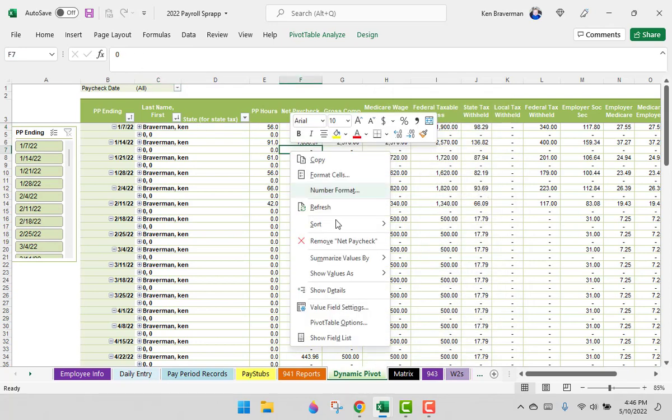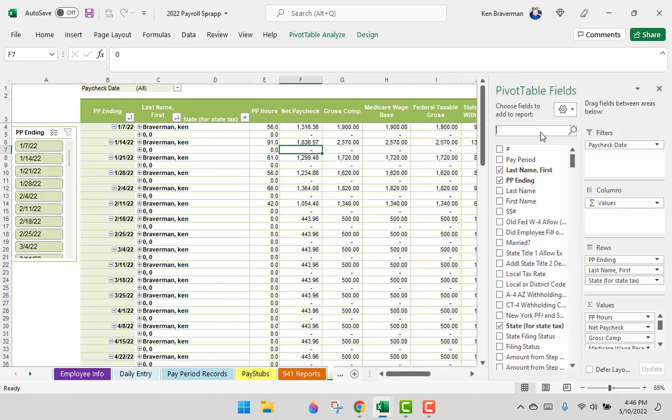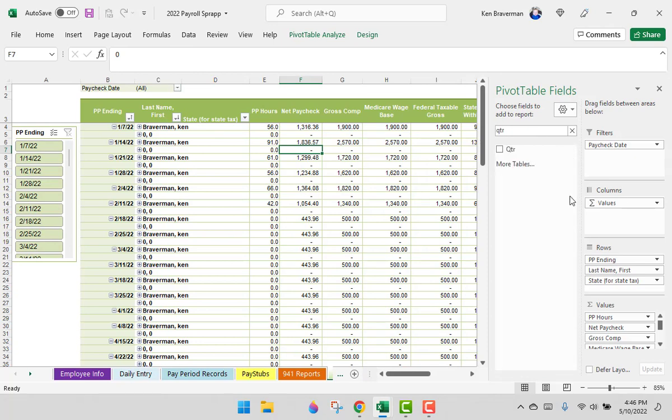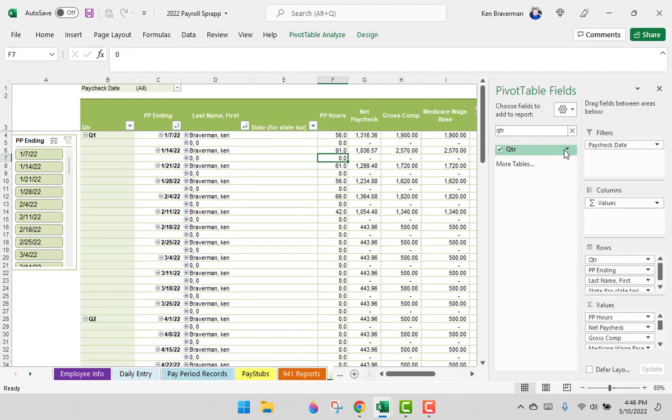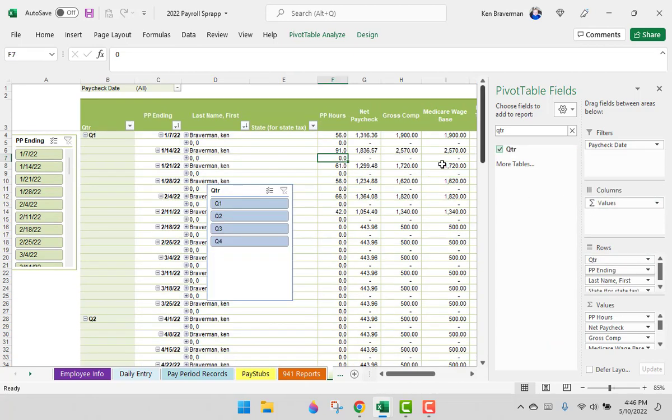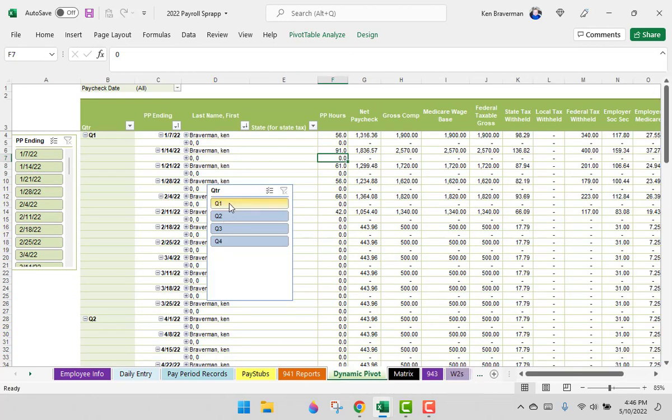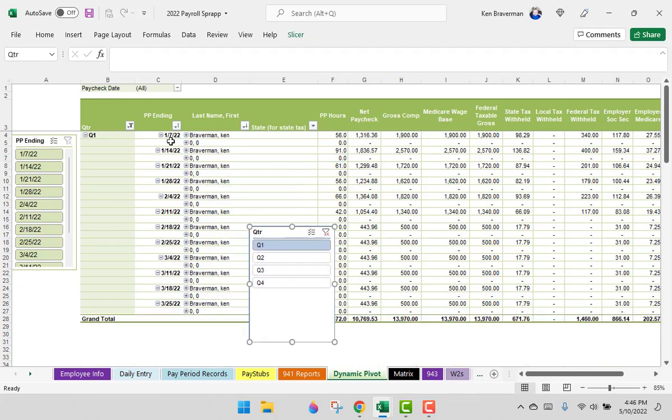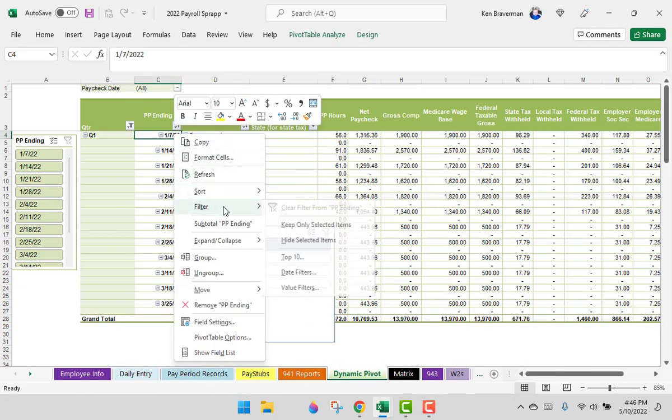All right, you can open up the field list. Yeah, I can do it here. Sorry, duh. There it is. It's quarter. So we're going to put quarter right here. We're also going to create a slicer for quarter to show you how easy this is. Q1 is what I wanted to show you, all these pay periods.